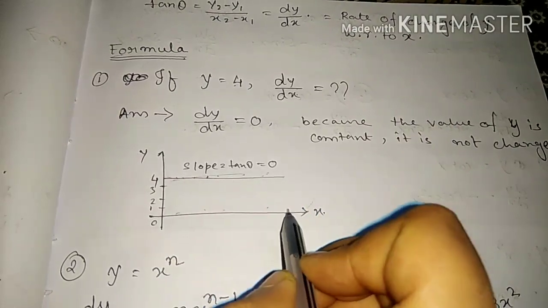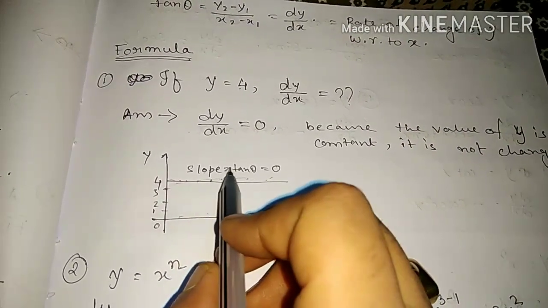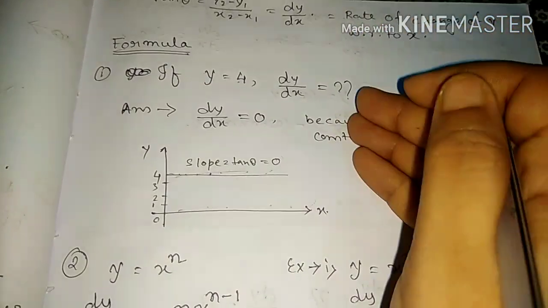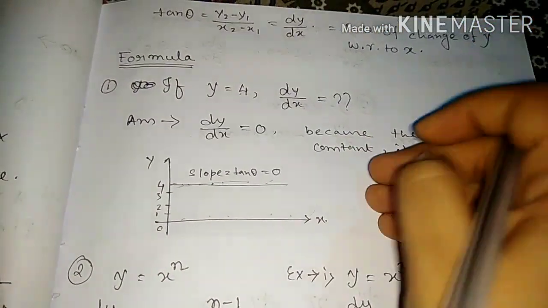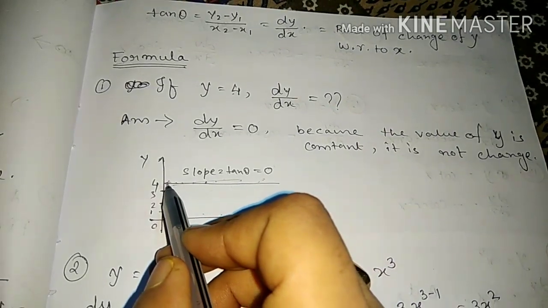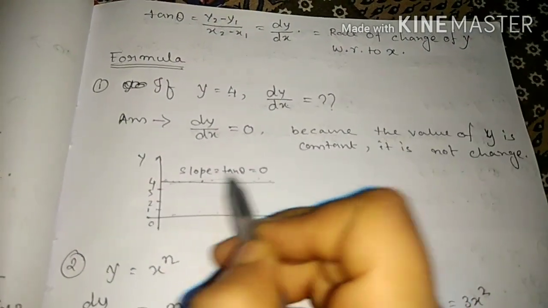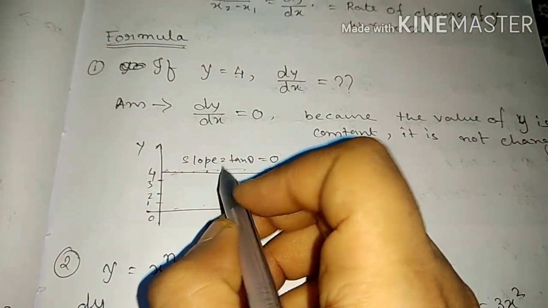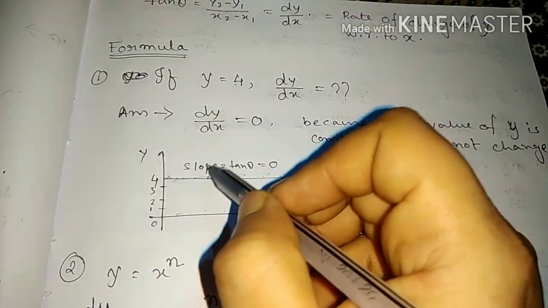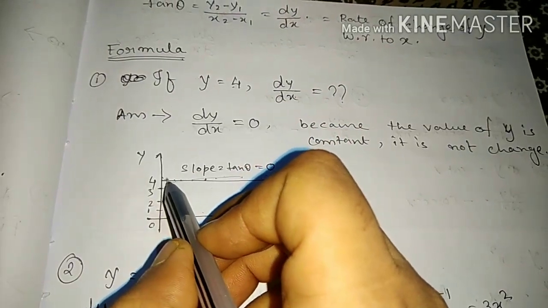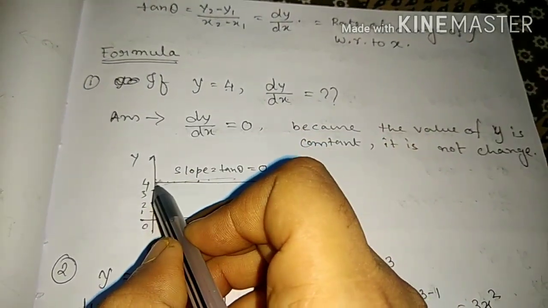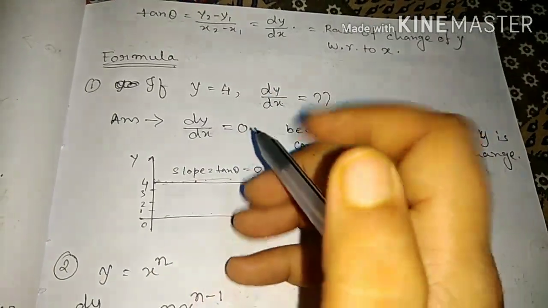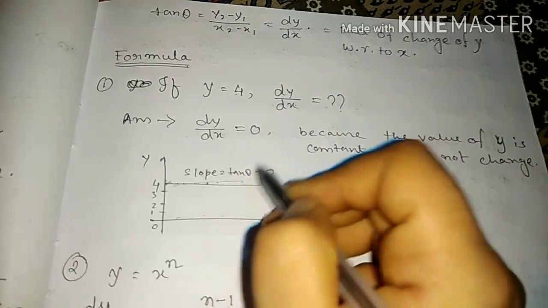When the graph is a straight horizontal line, parallel to the x-axis, we get slope equals 0, because slope means tan theta, and tan theta means perpendicular by base. If the nature of the graph is like this, then slope is 0. So in this kind of graph, where the graph is parallel to the x-axis or horizontal, slope is 0 or tan theta equals 0.